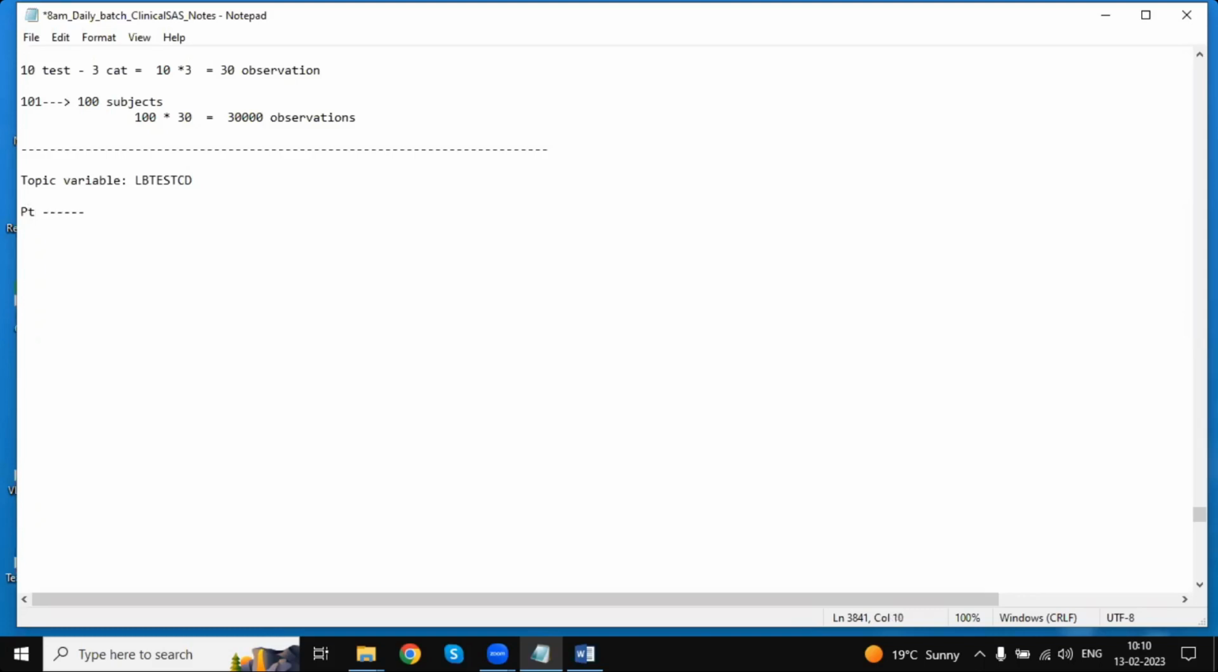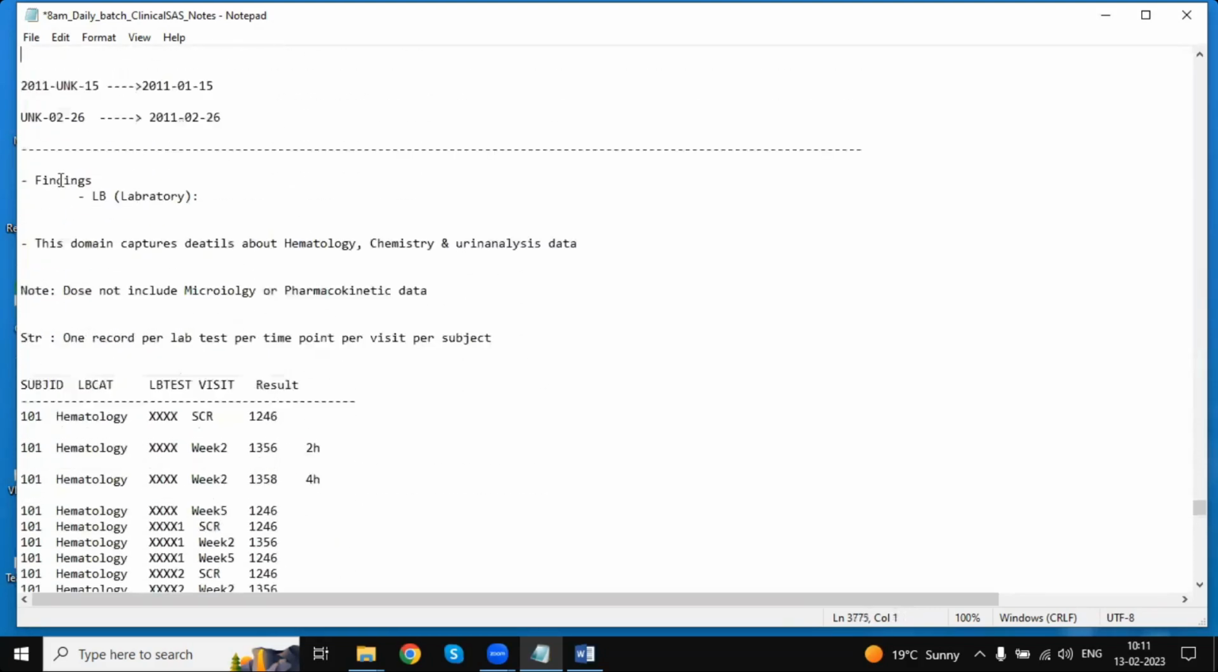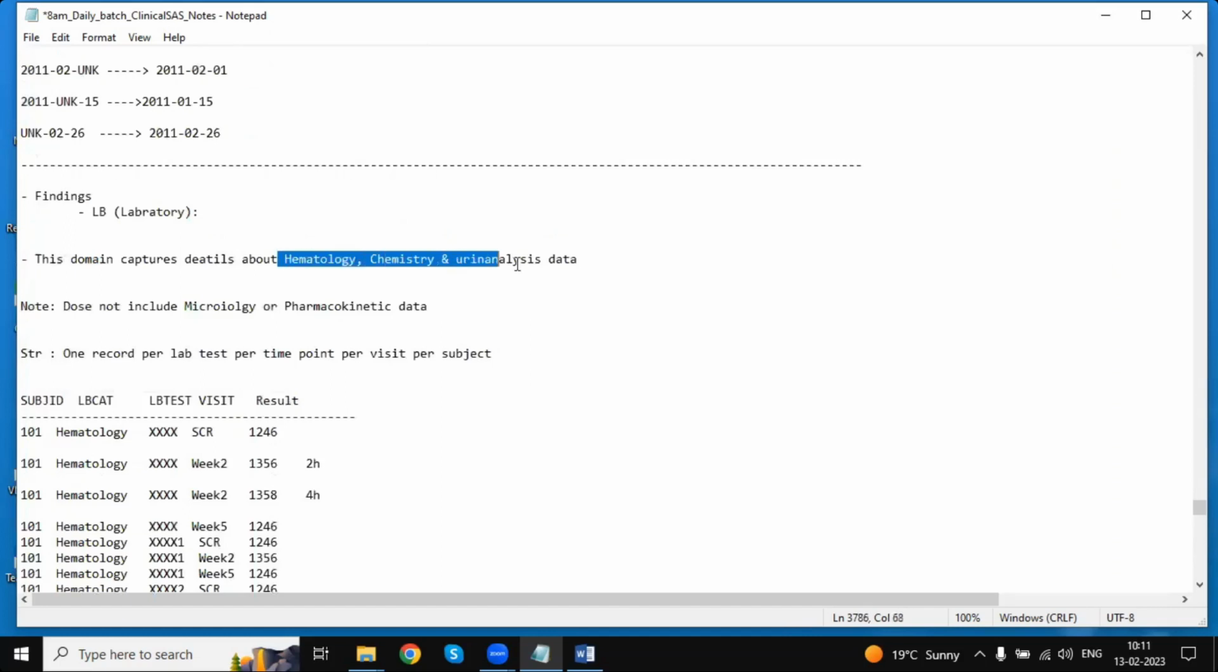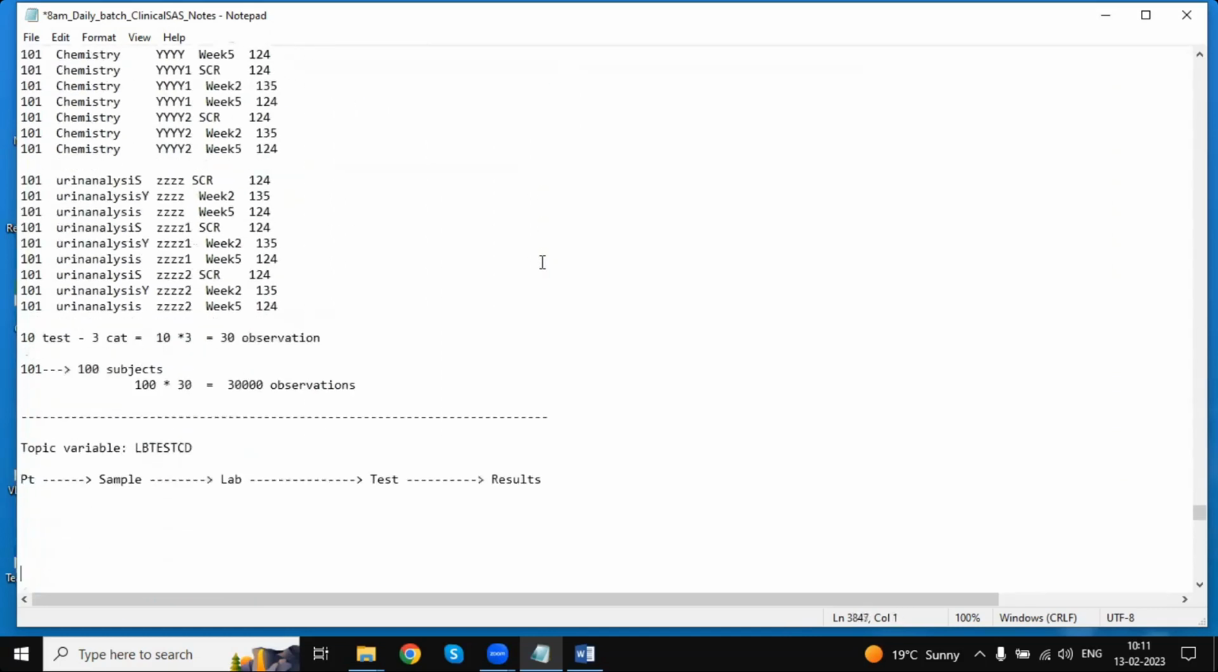First of all, a subject or a patient will give the sample, correct? When you come for a test, first you give the sample. The samples are sent to the lab, so the lab people will do the test. When they do the test, you get results. So what tests will they do? I told you these three categories. Under these three categories, what are the tests we have? All those tests they will do.